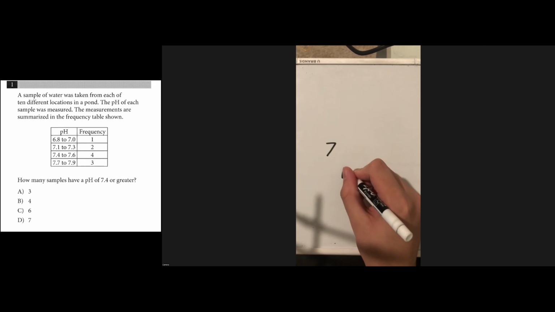Well, it tells us the frequency of each pH. So that means between 6.8 to 7, they found one sample in that range. Between 7.1 to 7.3 pH, they found two samples in that range. And so how many have 7.4 or greater? Well, that would be 7.4 to 7.6 and 7.7 to 7.9, which would be the frequency of 4 plus 3, which would equal 7, which means the correct answer here would be D.